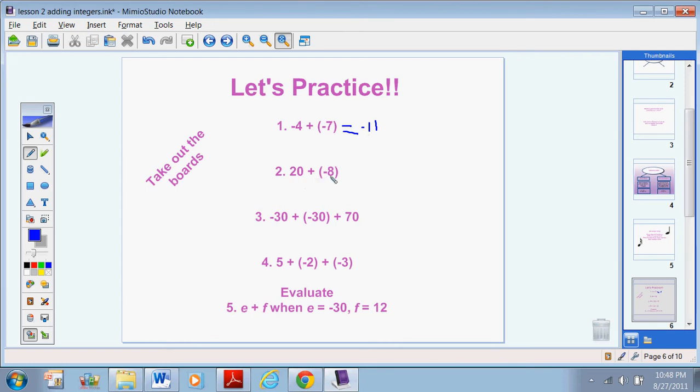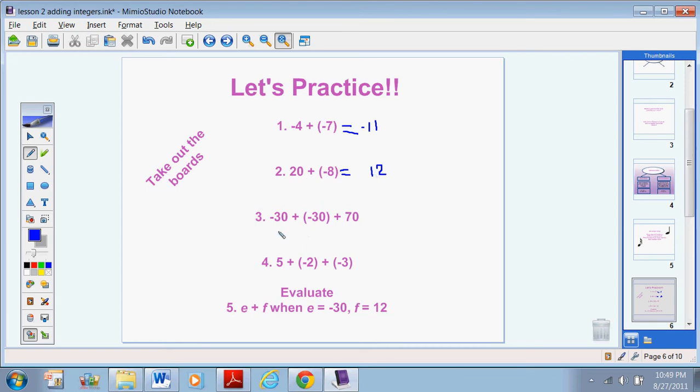20 plus -8. 20 is positive, 8 is negative, different signs, so we subtract 20 minus 8, which will be 12, and we keep the sign of the bigger number, which will be 20, so 12 will be positive.